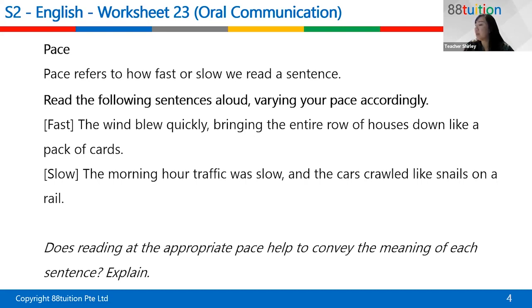The wind blew quickly, bringing the entire row of houses down like a pack of cards. You might want to read a bit faster because you want to create that kind of impact on your examiner. You want the examiner to be able to relate to the situation as well. Now, when it comes to slow, for example: the morning hour traffic was slow and the cars crawled like snails on the rail. That is reading slower because you are suggesting slow traffic, right? You've got to be a bit smart about it. You want to imply slow, you read a bit slower.